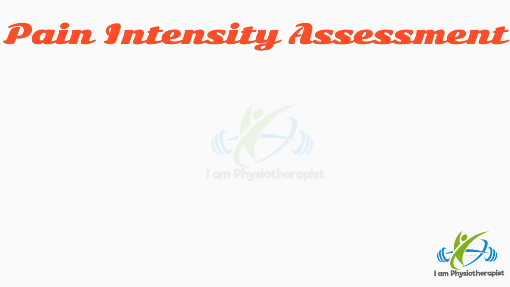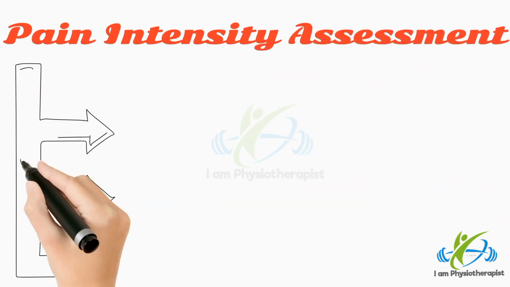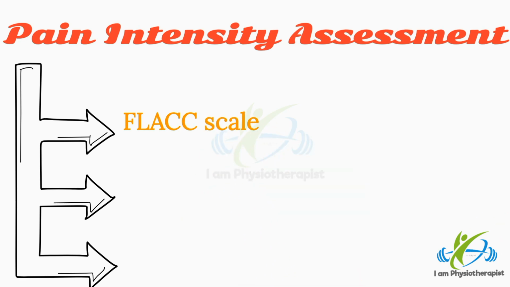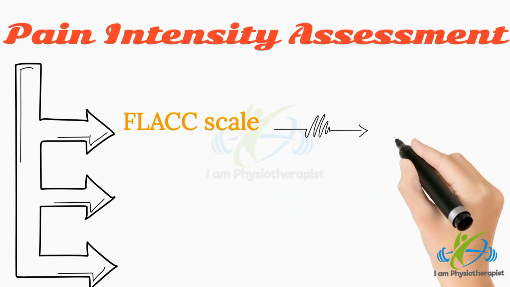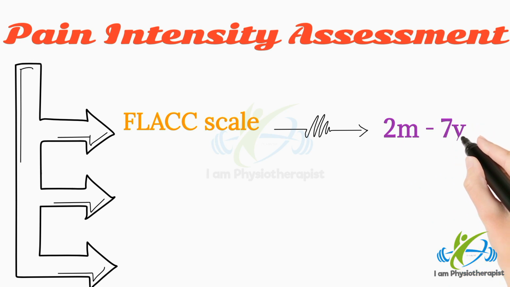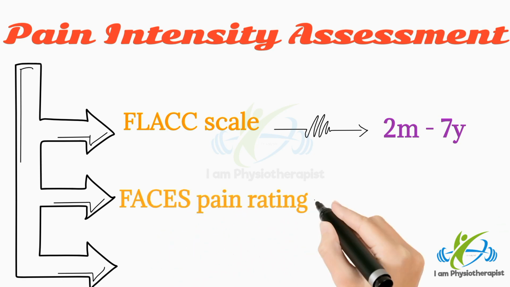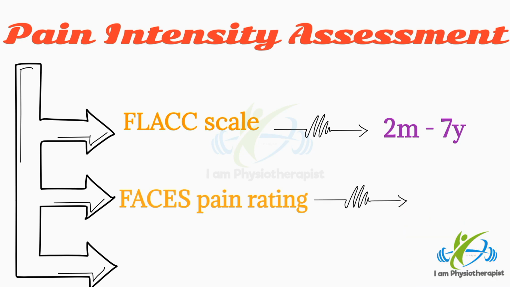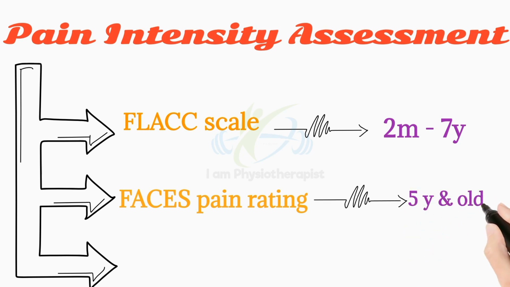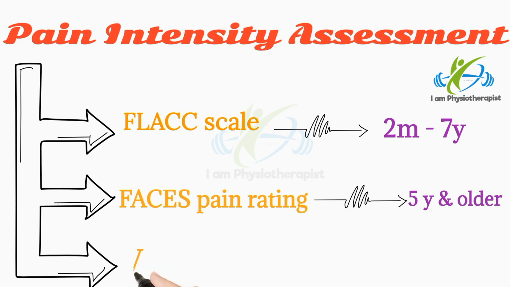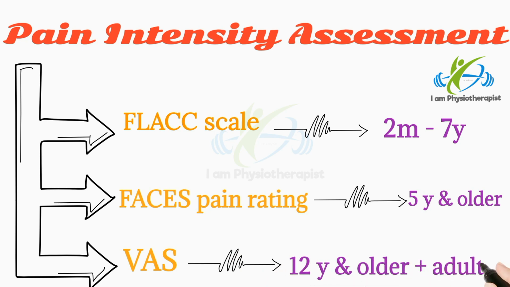Pain Intensity Assessment. The FLACC scale is used to assess pain for children between the ages of 2 months and 7 years, or individuals that are unable to communicate their pain. Faces Pain Rating Scale: the Wong-Baker Faces Pain Rating Scale can be used in children aged 5 years and older. Visual Analog Scale: it can be used in children aged 12 years and older and adults.